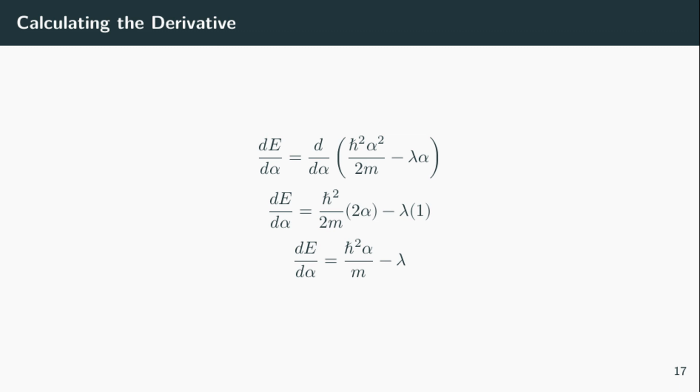We need the derivative with respect to alpha of the quantity h bar squared alpha squared over 2m minus lambda alpha. Taking the derivative of the first term, the alpha squared becomes 2 alpha. So we get h bar squared over 2m times 2 alpha. The 2's cancel, leaving h bar squared alpha over m. Taking the derivative of the second term, minus lambda alpha, with respect to alpha just gives us minus lambda. So the derivative is h bar squared alpha over m minus lambda.